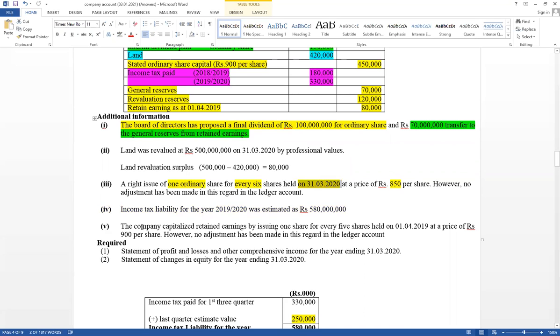Additional fifth one, think about the company capitalizing retained earnings by issuing one share for every 5 shares. This is a ratio. Beginning of the year, that is what should be done first. Per share price is given 900.